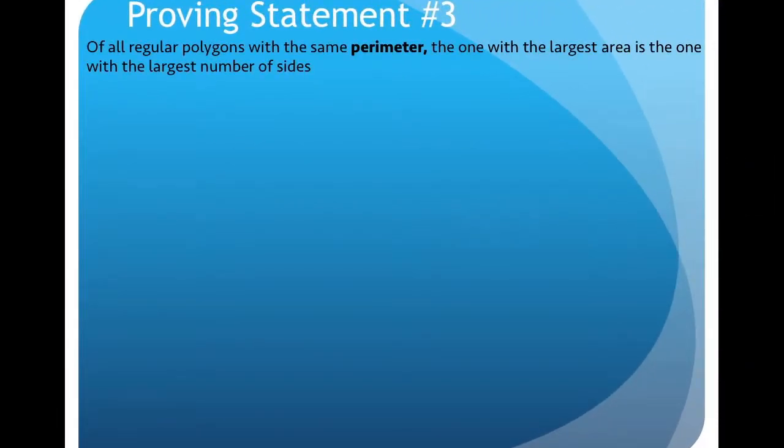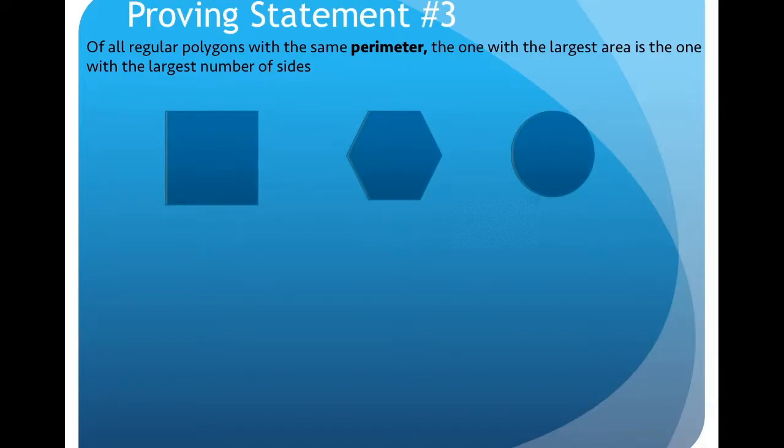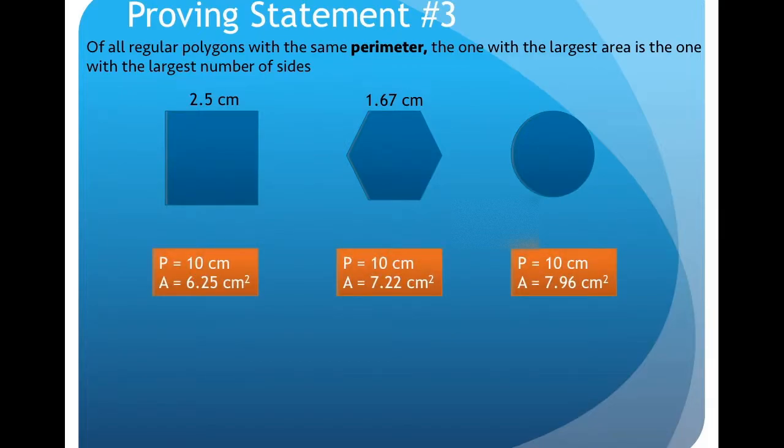Statement number 3, to remind you, I said of all regular polygons with the same perimeter, the one with the largest area is the one with the largest number of sides. So it doesn't really deal with equivalence, but it deals with the same perimeter. So here are 3 different polygons, a square, a hexagon, and a circle, and I tell you their side lengths, and I want you to take my word for it. Their perimeter is all the same. So they're all 10 centimeters in perimeter.